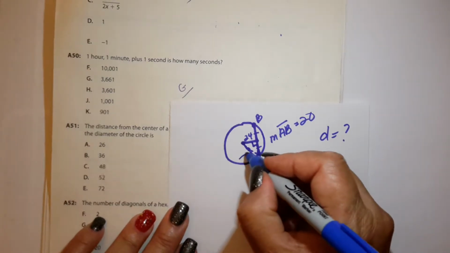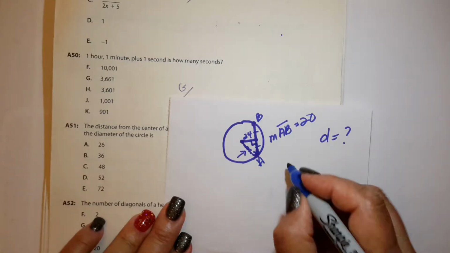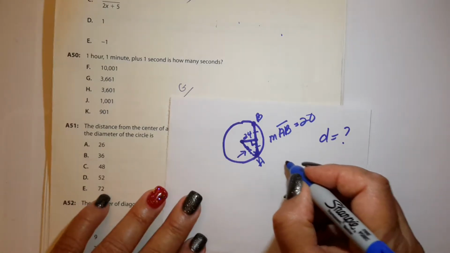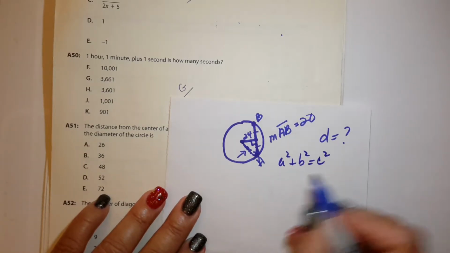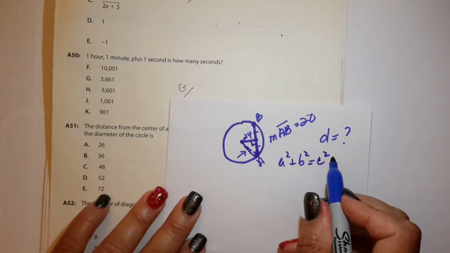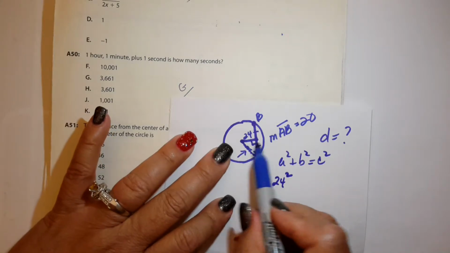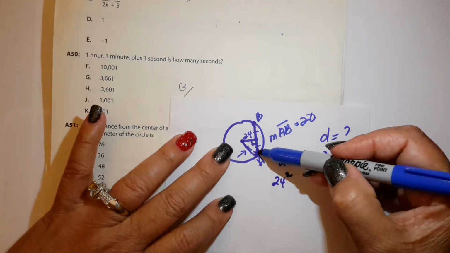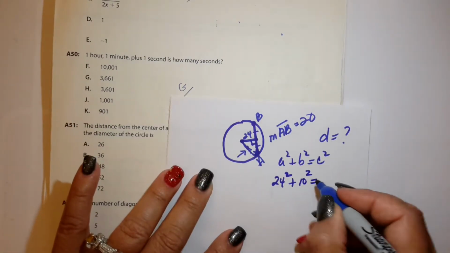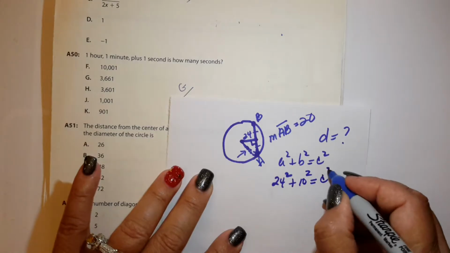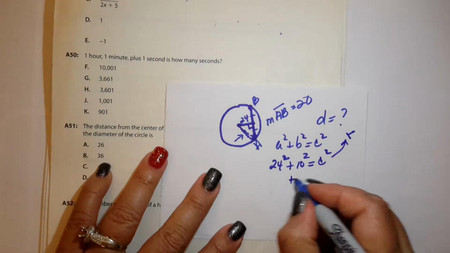So in order to find the radius, which is going to be the hypotenuse, I'm going to use a squared plus b squared equals c squared. Side squared plus side squared equals hypotenuse squared. So I'm going to put 24 squared, which is this leg here. And because from here to here is 20, from here to here is going to be 10. So 24 squared plus 10 squared is equal to the hypotenuse squared, which is the same thing as the radius. 10 squared, I already know is 100.